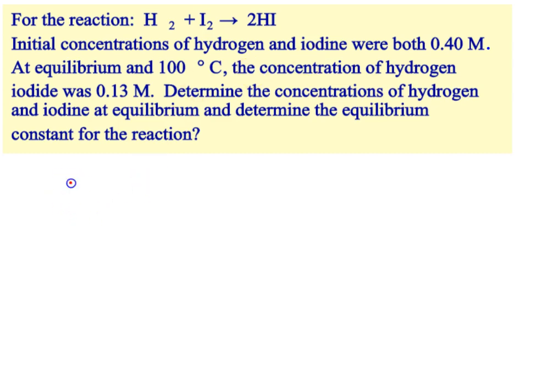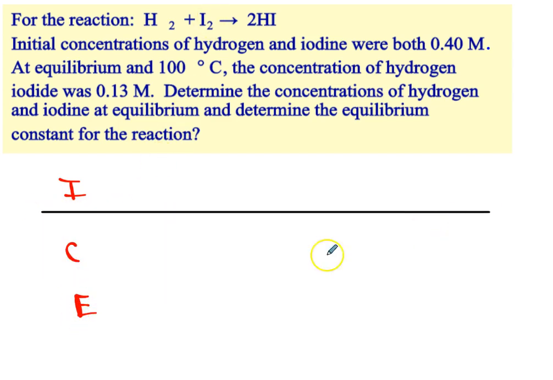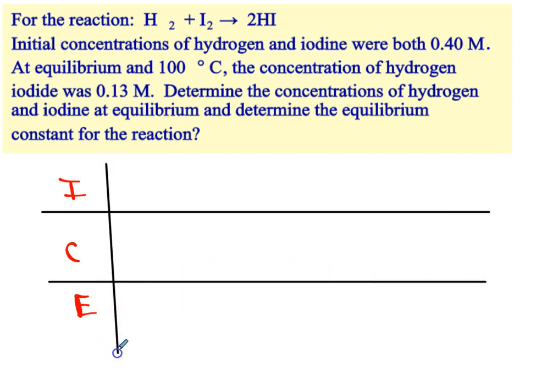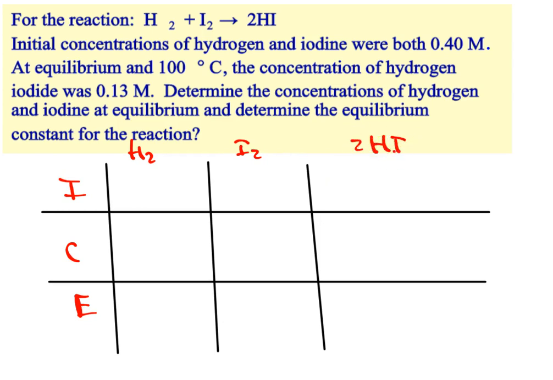So I'll just set up an ICE table. Okay. So I have H2, whoops, I need to write that above. H2, I2, and 2HI. Good so far? I plug in the initials that it gave me. It said that both of these were 0.4. And then if it does not say anything, then you assume you had 0 of the other. Okay?